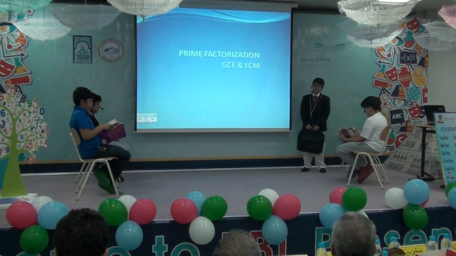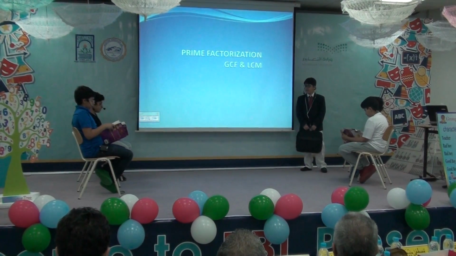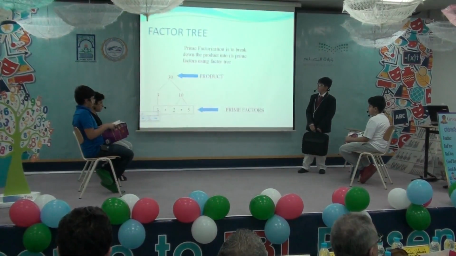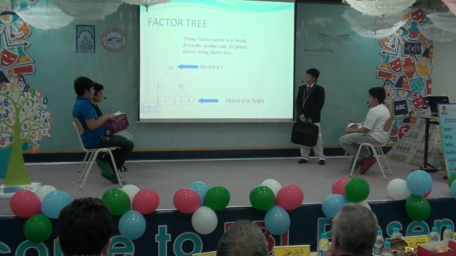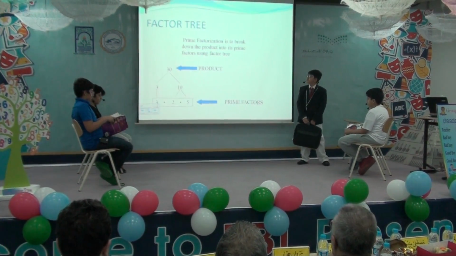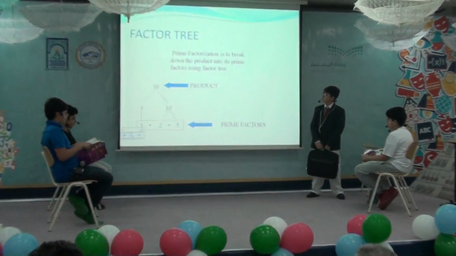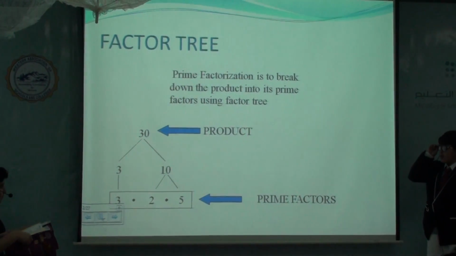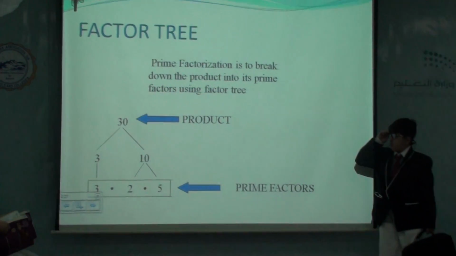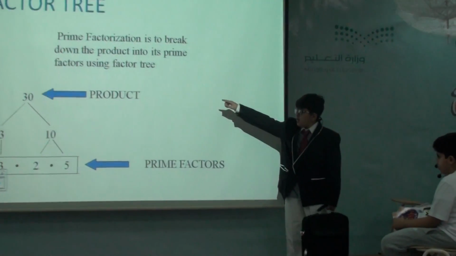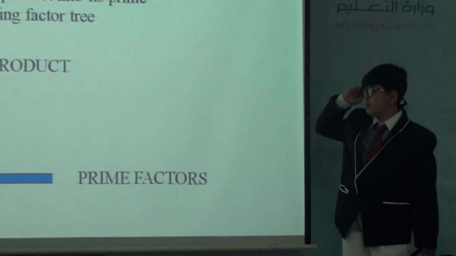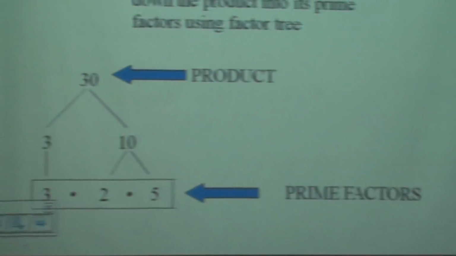Prime factorization in order to find the GCF and the LCM. Prime factorization is to break down the product into its prime factors using a factor tree. For example, 30. The 30 is the product. What two numbers multiplied by each other will give me the number 30?